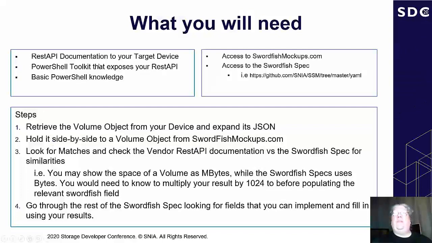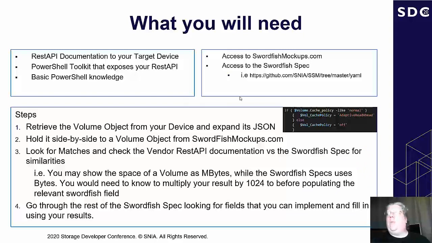Now let's show you what the mapping looks like. So in here, if I have a REST API documentation to my target, and then I have a PowerShell toolkit for my device that exposes the REST API returns and a little knowledge, and if I have access to the Swordfish mockup and the Swordfish specs, I can actually have everything I need to build an implementation that's a proxy. So the first thing you want to do is go ahead and get the volume object from your device as an example and expand its JSON and hold it side by side with the volume object from the Swordfish mockup site, just to see what matches up and what kind of things you want to implement. Now, once you've implemented some basic things, you can then go through the spec and see what else you might want to implement. I'll show you an example.